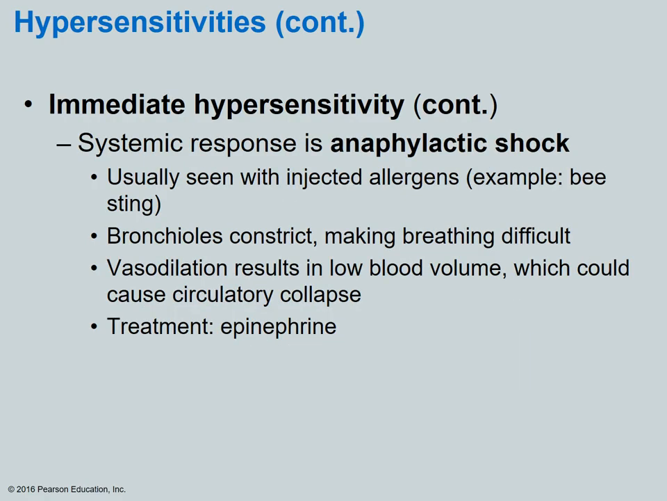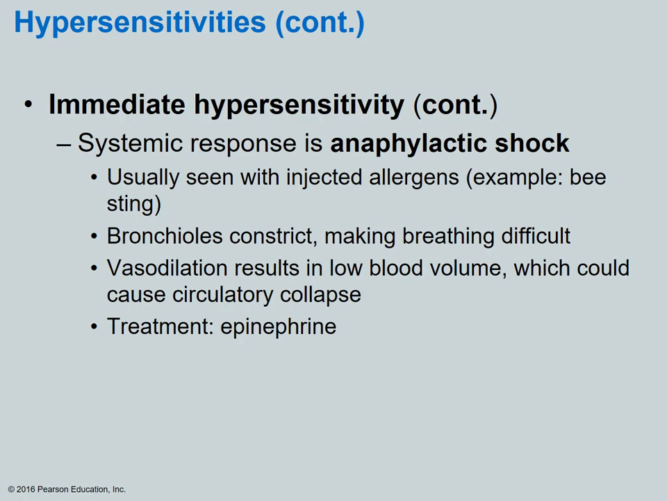If it's a systemic response, this can lead to anaphylactic shock. In this case, what can happen is the bronchioles can constrict. This makes breathing very difficult. This is oftentimes what you see when somebody has an allergy, say, to peanuts or to bee stings. And with the vasodilation that's occurring, the blood volume tends to go down because you have basically leaky capillaries, and this leads to collapse of the circulatory system.